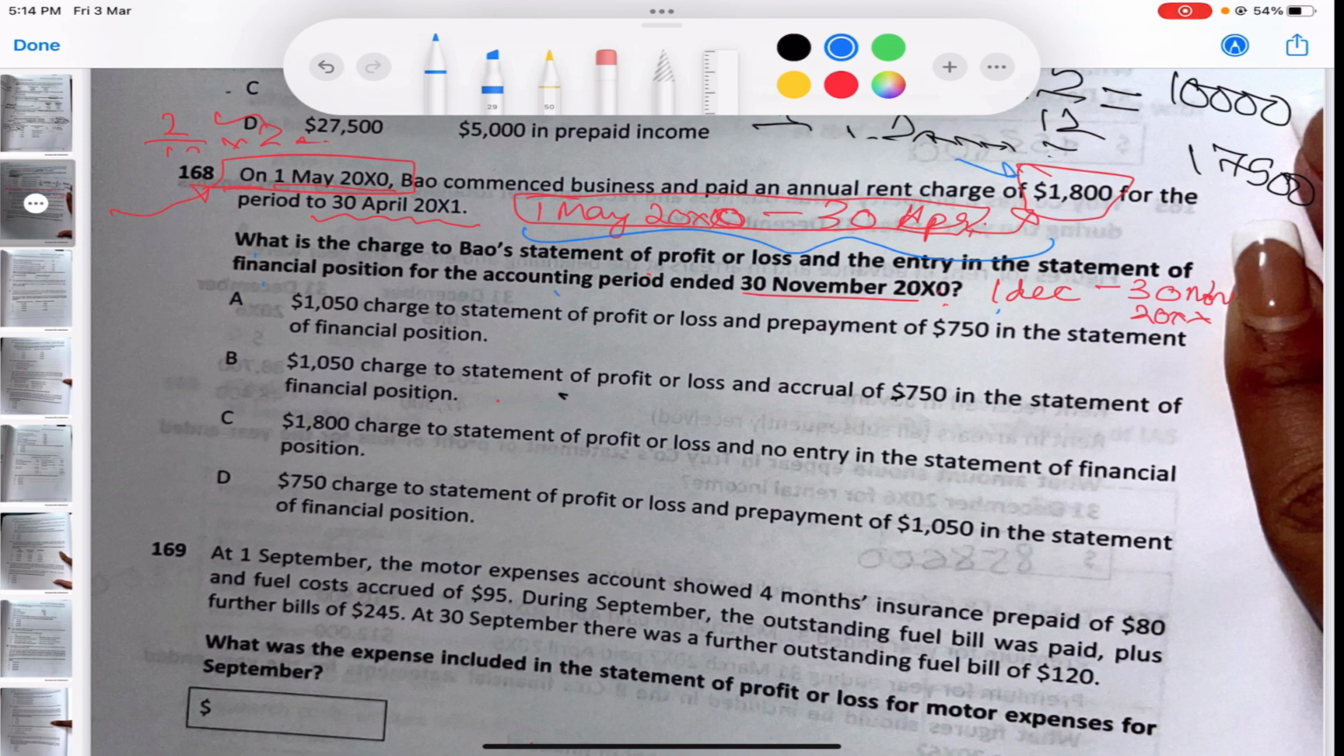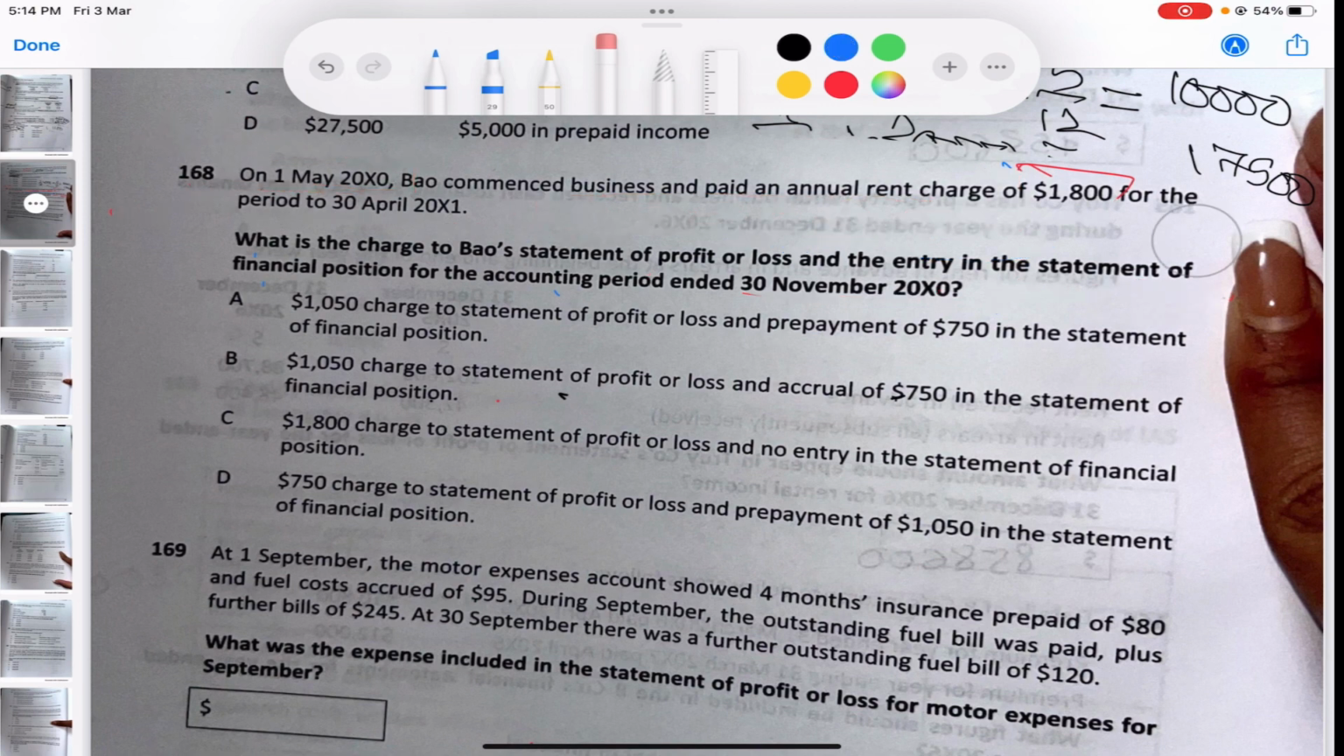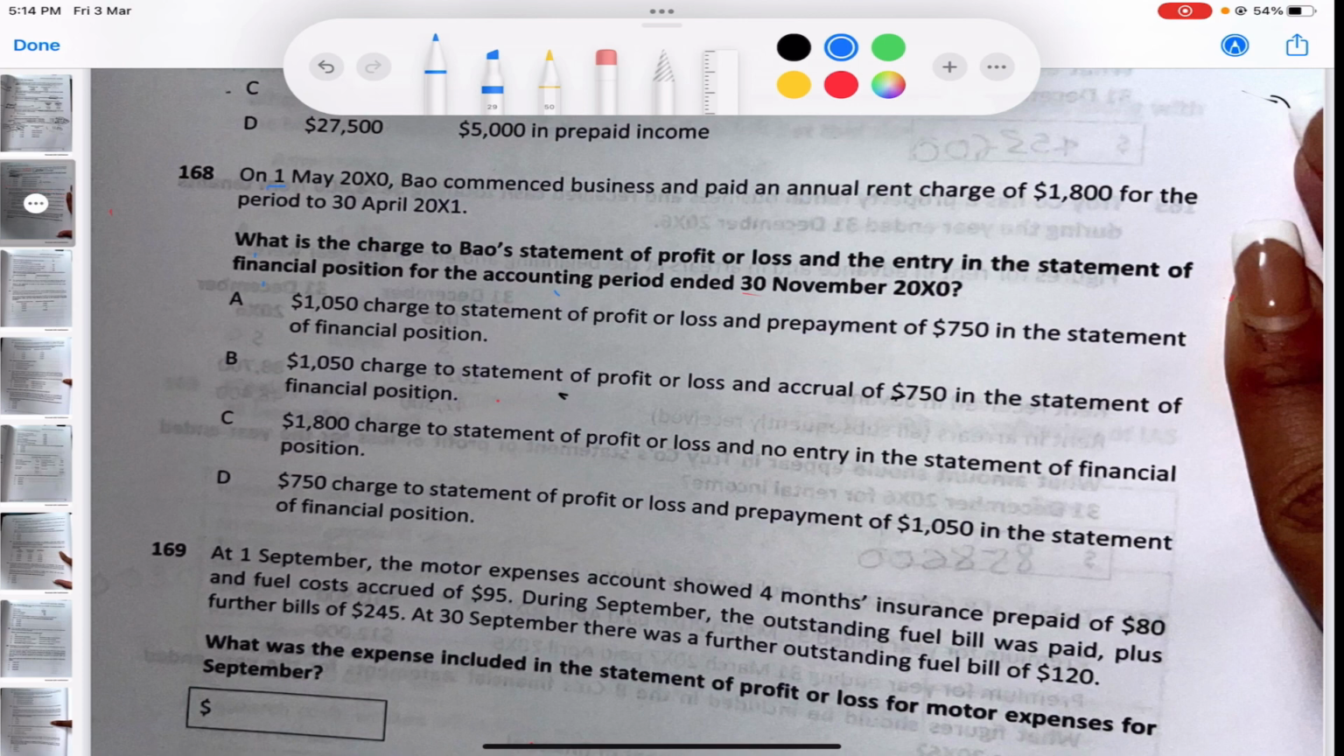Read again. Try to form an opinion by underlining the keywords in the question. 1st May, Bao commenced the business, and annual rent charge is 1800 for the period 1st May 2000 to 30 April next year. But what is my year of concern? My year of concern is 1st December the previous year to 30 November 2000. Okay, so from May to 30 November is what is concerned with this year, right?